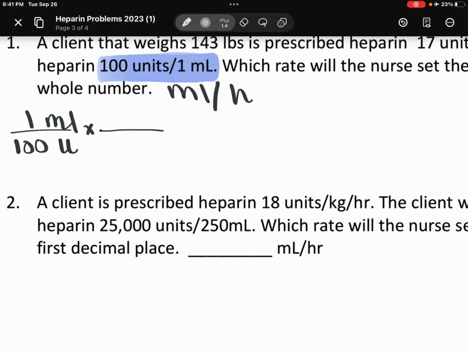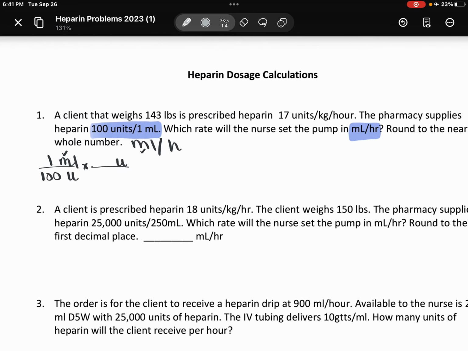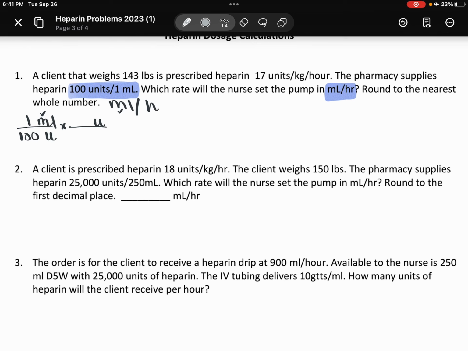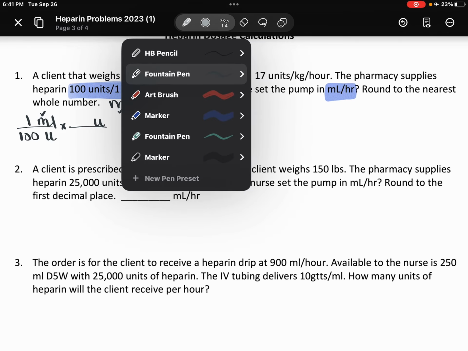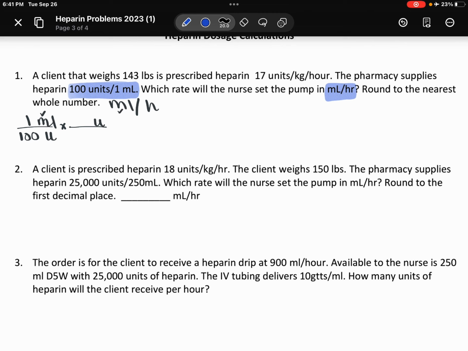Alright, so I've got my milliliter. So that one's a check. But I need to get rid of this units. Units is not in this problem right here. So I'm going to bring my units up. I'm going to look back at my problem. Where in my problem does it say anything about units? Well, I know that my client is prescribed heparin 17 units per kilogram per hour. So that is what I'm going to use.